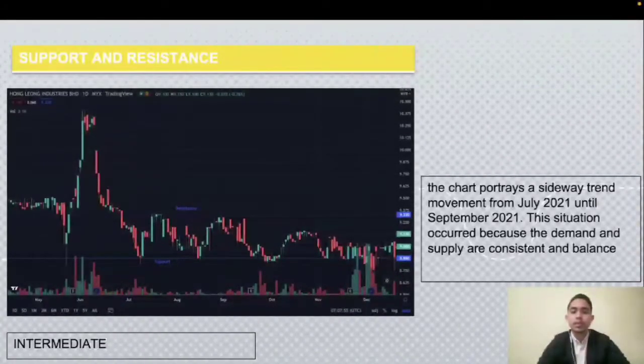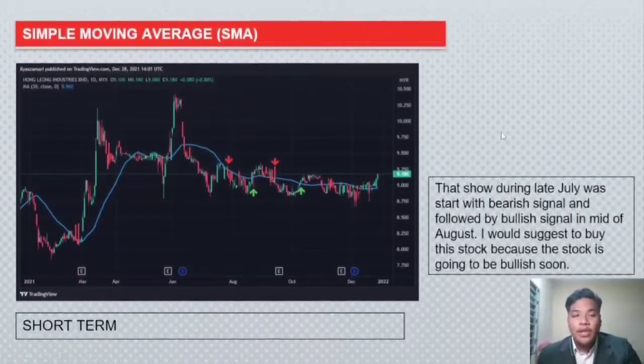The chart portrays a sideways trend movement from July 2021 until September 2021. This situation occurred because the demand and supply are consistent and balanced. So, I will continue by explaining the simple moving average (SMA) and moving average convergence divergence for Hong Leong Industry Berhad stock.